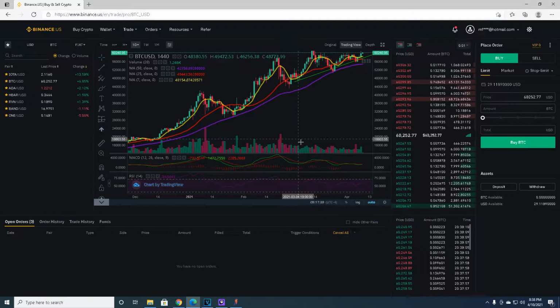Today, we're talking about triangles. How to trade them, what to look for, how to confirm them, everything you need to know about triangles, but we're going to keep it simple and keep it so that anybody can use this method.